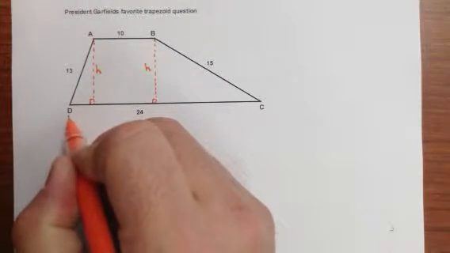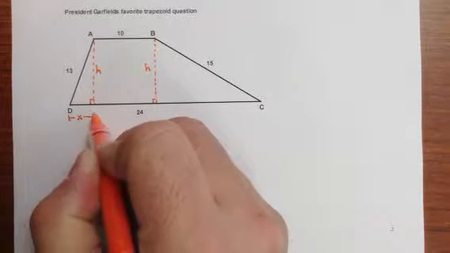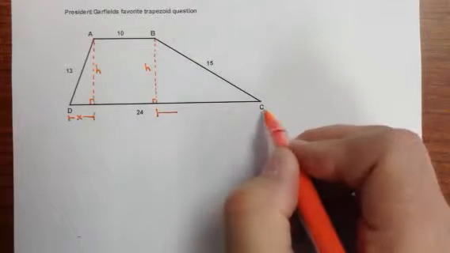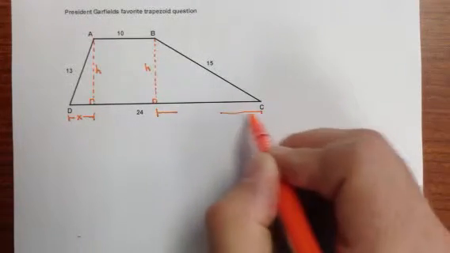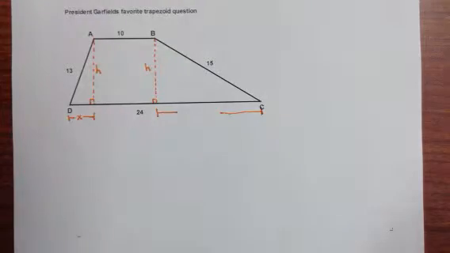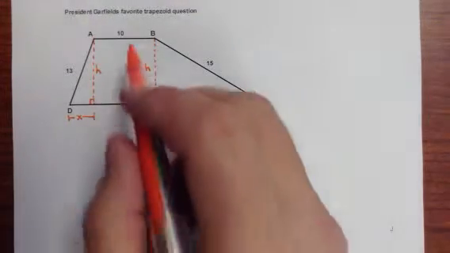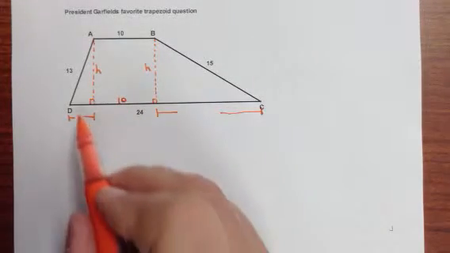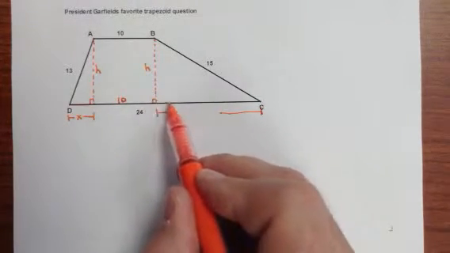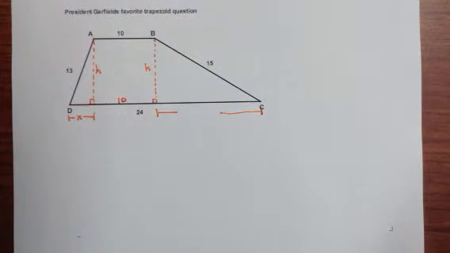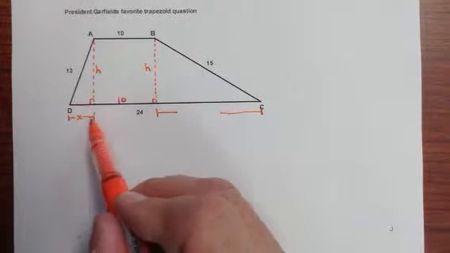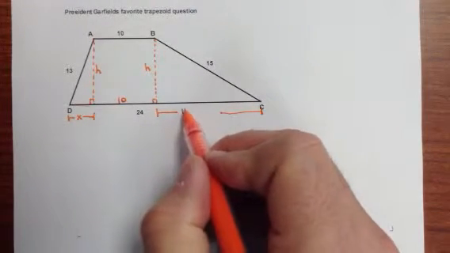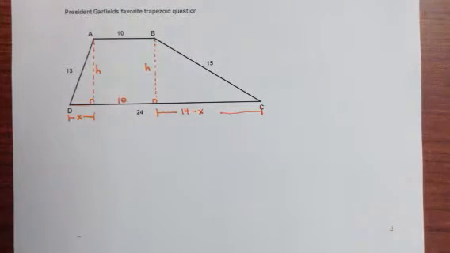So if the length from D to this altitude is x, this length from the altitude to C is not x. But we know that if we drop this 10 down, this section plus this section has to be 14. So if we call this small section x, then this section over here can be described as 14 minus x. That's true.